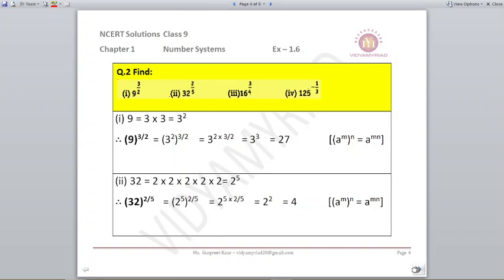Second part, 32 raised to power 2 by 5. I know 32 is 2 raised to power 5. So replace it. 2 raised to power 5 multiplied by 2 upon 5, 5 gets cancelled. It becomes 2 square and 2 square is 4.